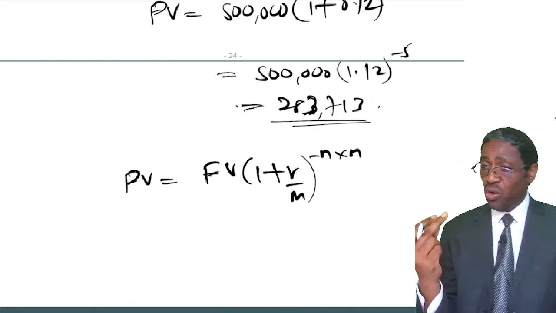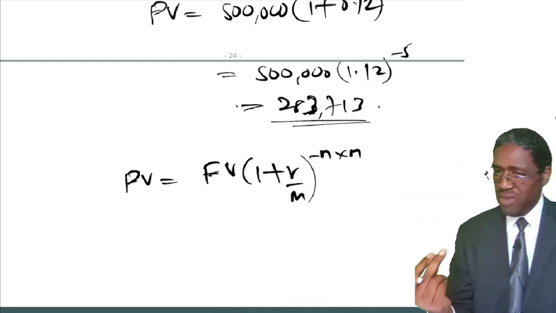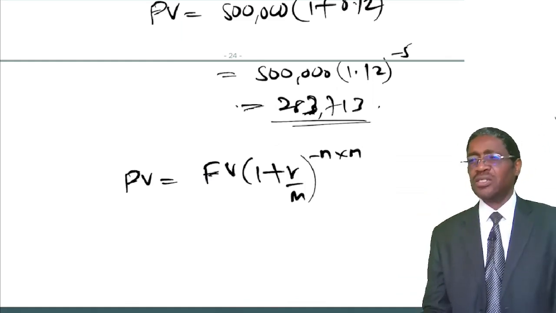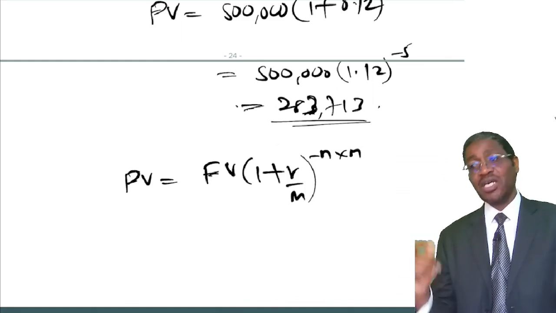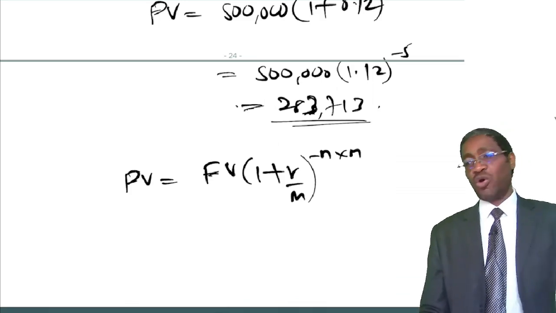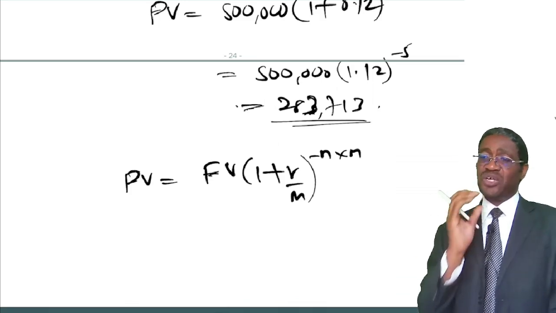If you are compounding quarterly, you divide by 4. If you are compounding monthly, you divide by 12. And then you multiply n again by the frequency of compounding. You divide r by the frequency of compounding.